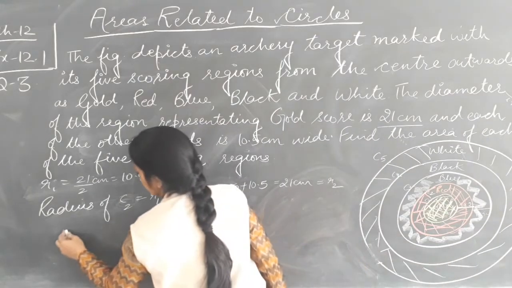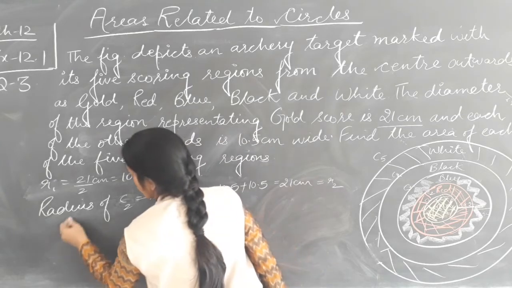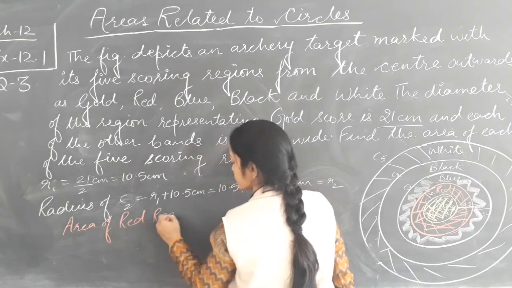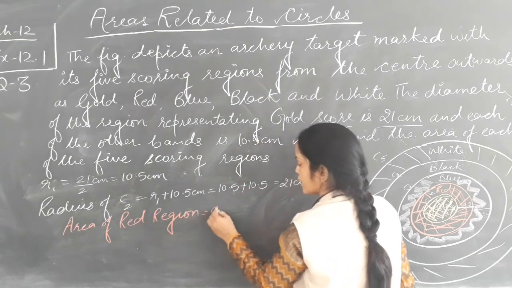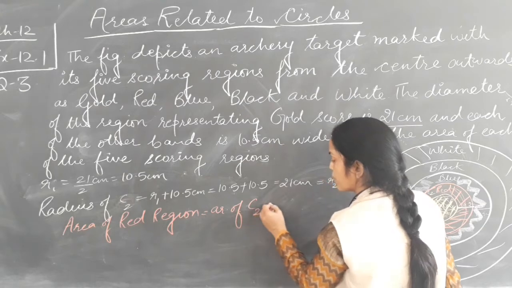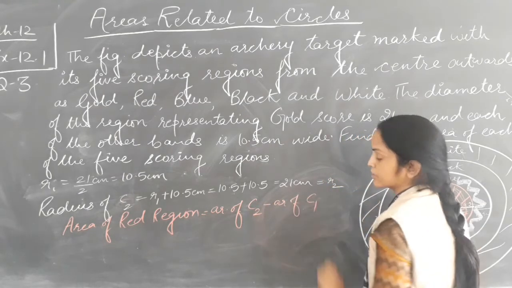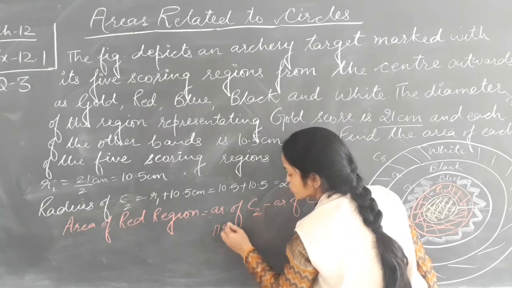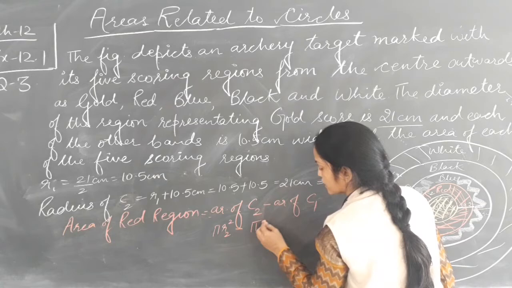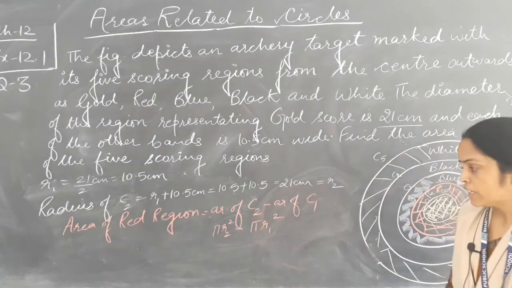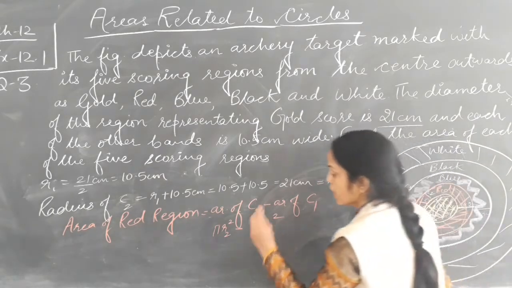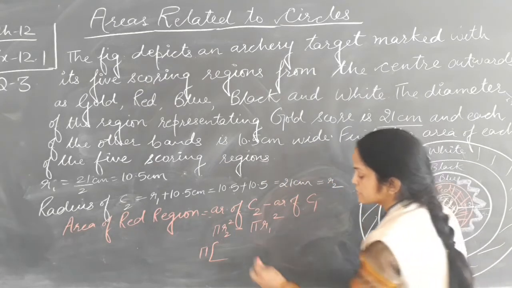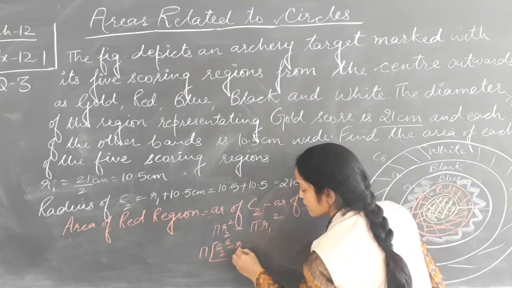Now find area of red region. We have to find out. So area of red region is equal to area of C2 minus area of C1. Apply formula. Area of C2 is pi R2 square minus area of C1 is pi R1 square. Okay. Can we take pi common? After taking pi common, what will remain inside? R2 square minus R1 square.